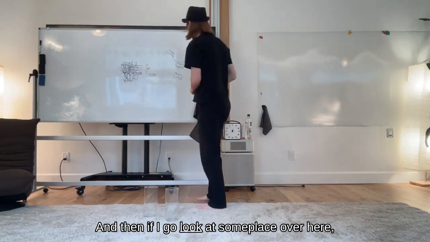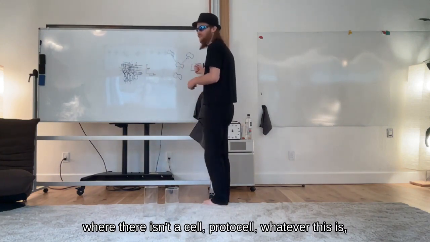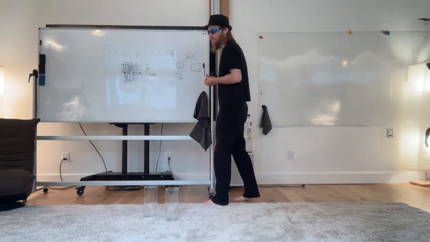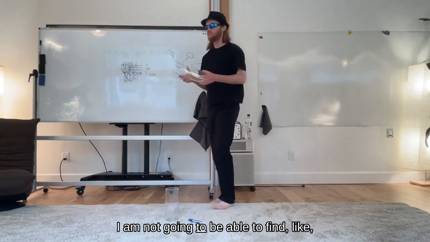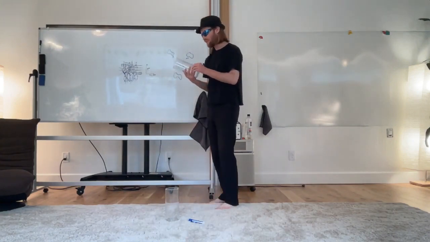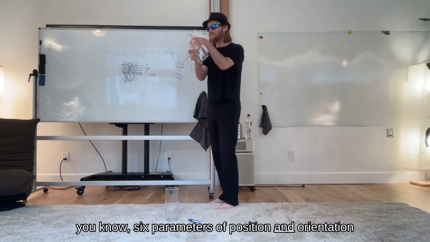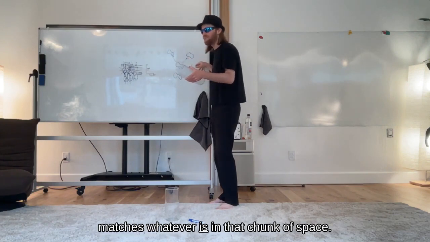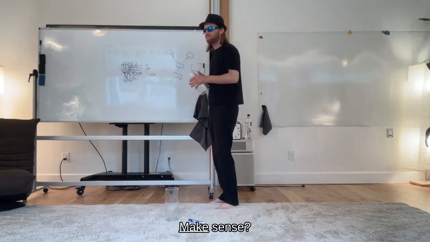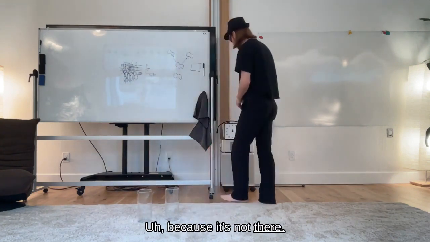And then if I go look at some place over here where there isn't a cell, protocell, whatever this is, I am not going to be able to find 6 parameters of position and orientation such that my 3-dimensional mesh model of the base matches whatever's in that chunk of space. Make sense? Because it's not there.